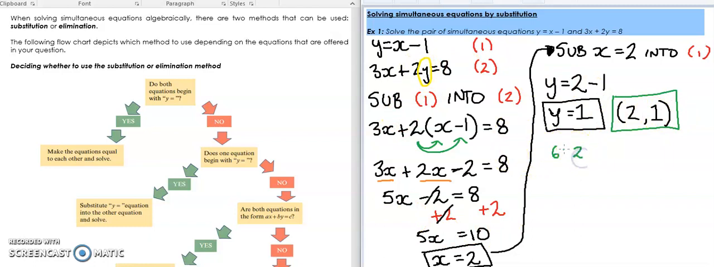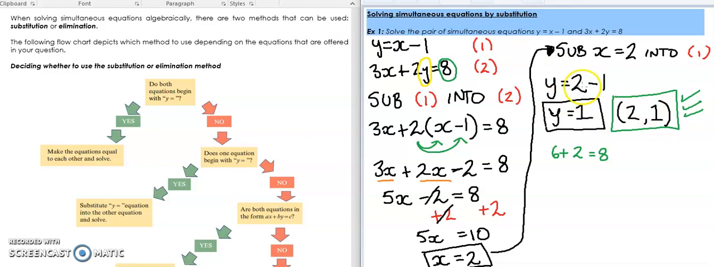And I'm adding those two numbers together. 6 plus 2 equals 8. Voila, it equals 8. So this pair works. It's the only pair that will work, okay? This is solving simultaneous equations, okay?